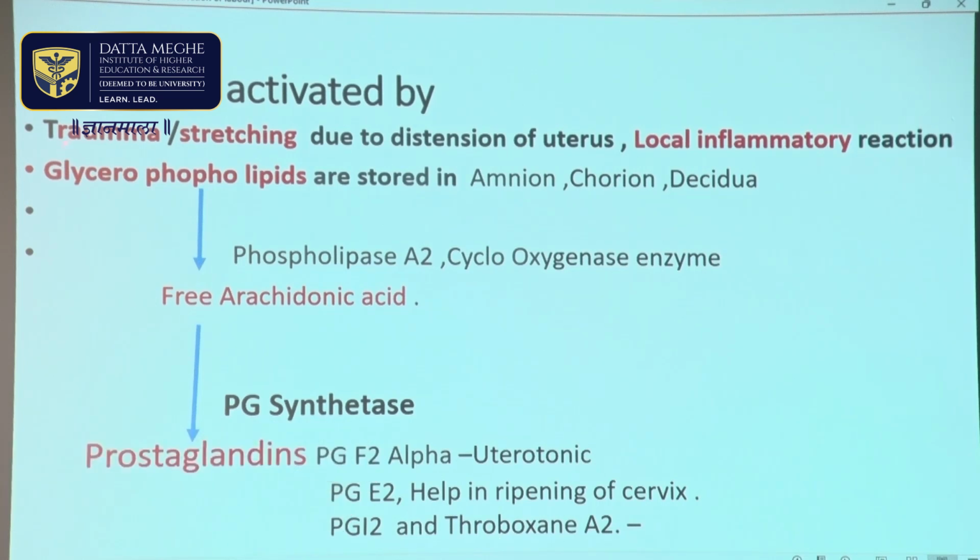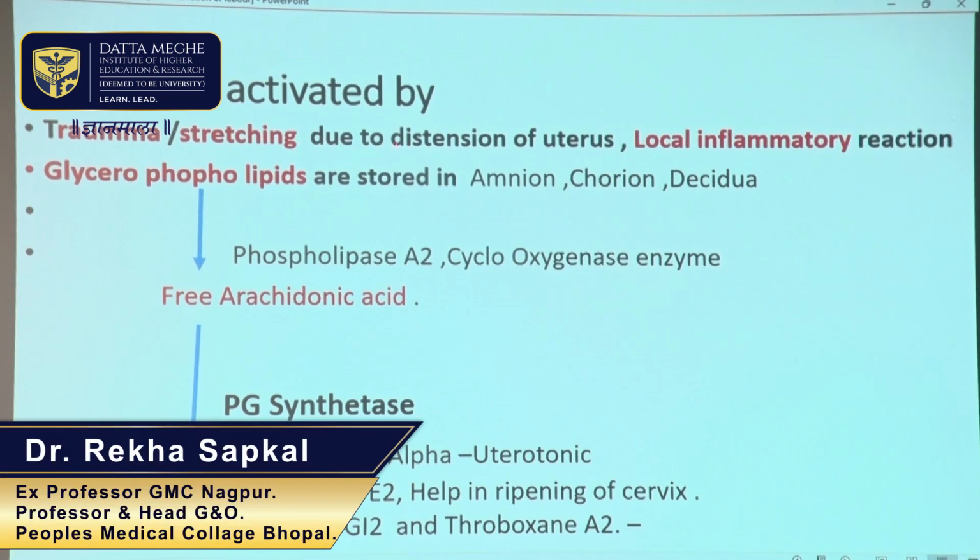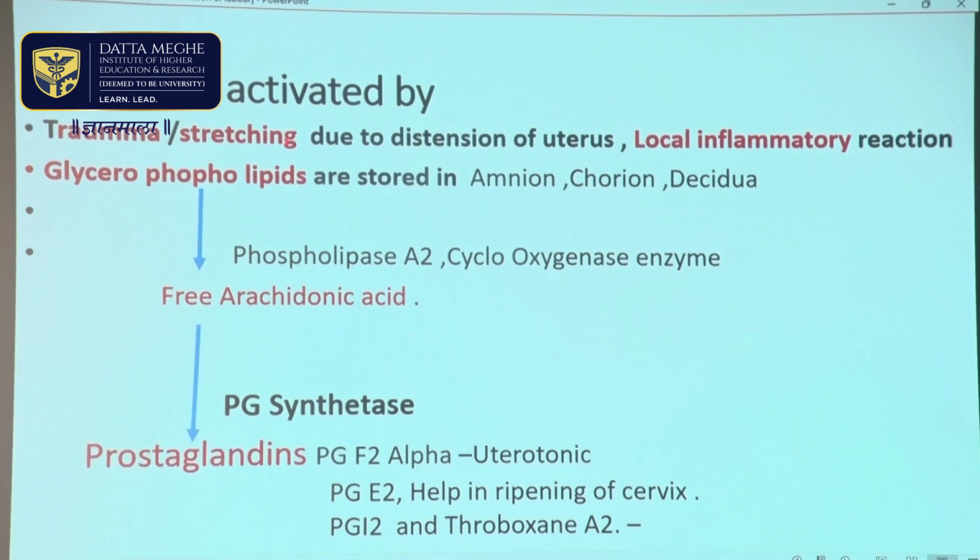Things like trauma to the uterus or decidua, like in traumatic PPH and all, stretching of the cervix and amnion, distension of the uterus in twin pregnancy and hydramnios, and local inflammatory reaction encourage production of prostaglandin, and the patient goes into labor in these cases.